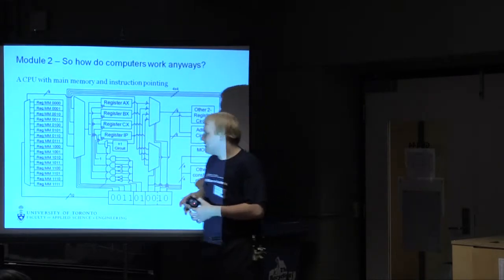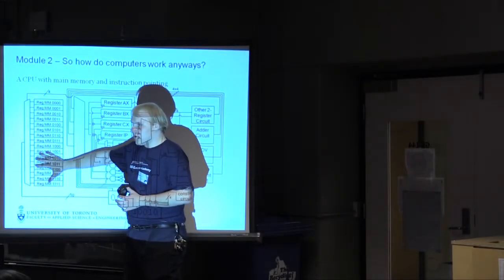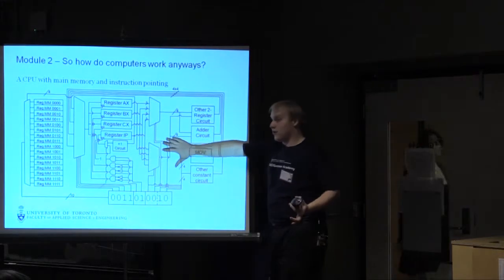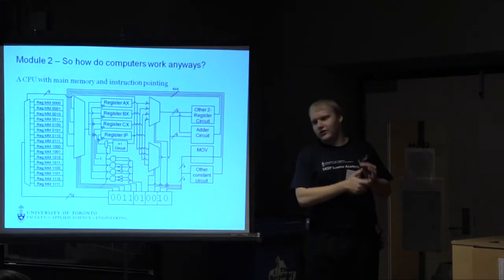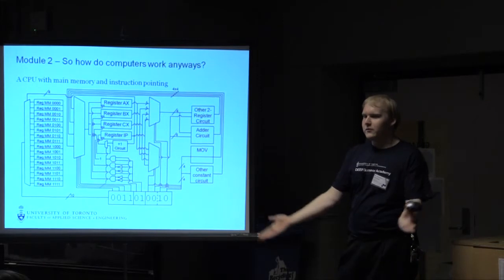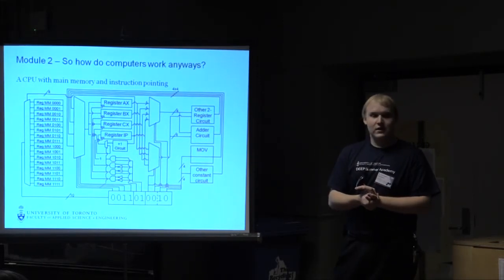And in fact, if we made this main memory a little bit slower, this circuit we see right here would work. That's what a CPU schematic looks like. And that's what's inside all the computers you're using here. Any questions?